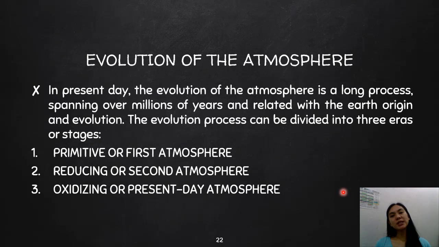So it says here, in present day, the evolution of the atmosphere is a long process spanning over millions of years and related with the Earth's origin and evolution. The evolution process can be divided into 3 eras, namely your first or your primitive atmosphere, and then your second or your reducing atmosphere, followed by the third one, your present day or what we call your oxidizing atmosphere. So just like how the Earth was formed, may kwento din po kung paano nag-evolve yung ating atmosphere. So let's dig deeper into each era for us to have a better understanding.